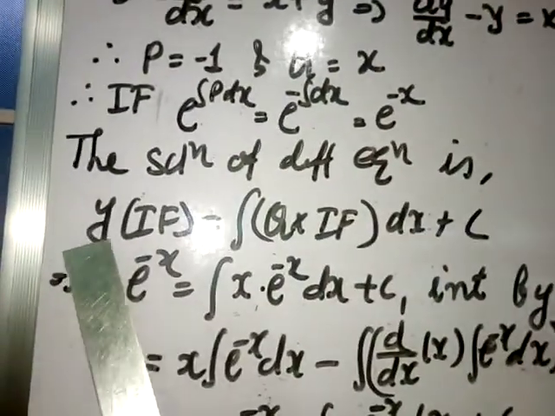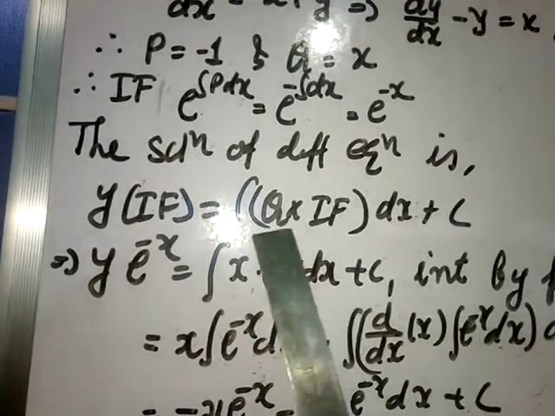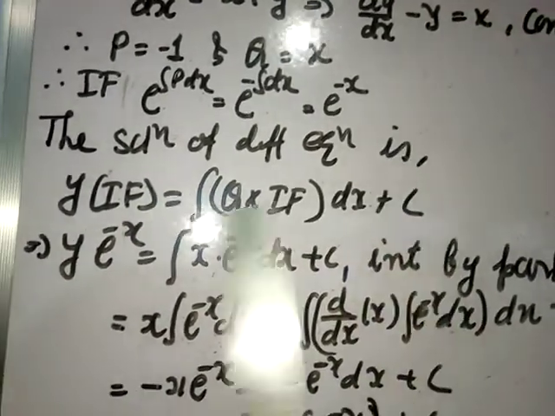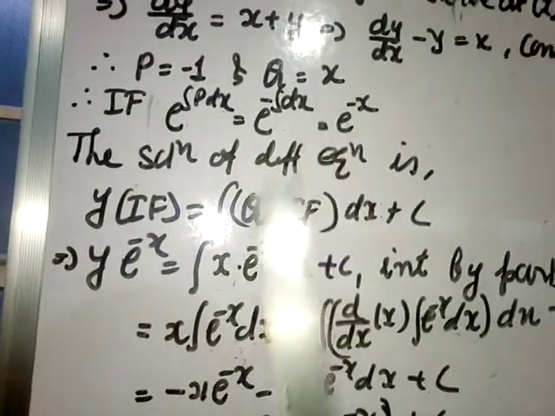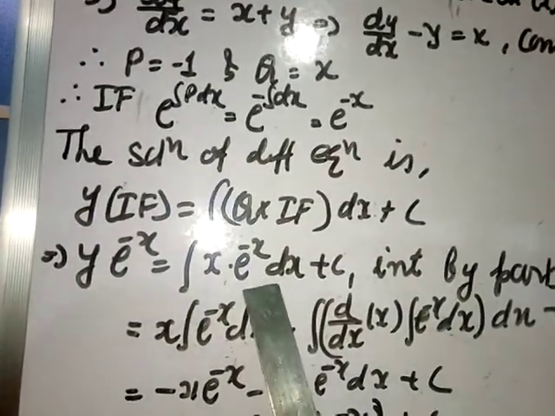Solution is given by y into integrating factor equal to integral q into integrating factor dx plus c. Put the value: e power minus x, here y into e power minus x equal to, q is taken as x, so x into e power minus x dx plus c.